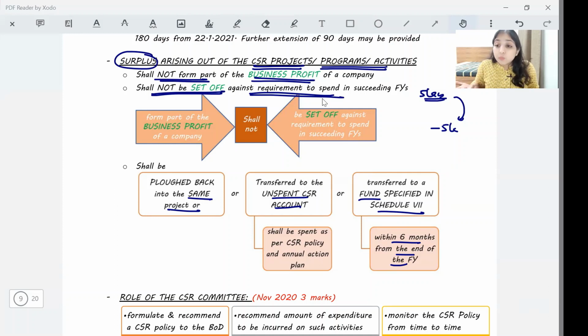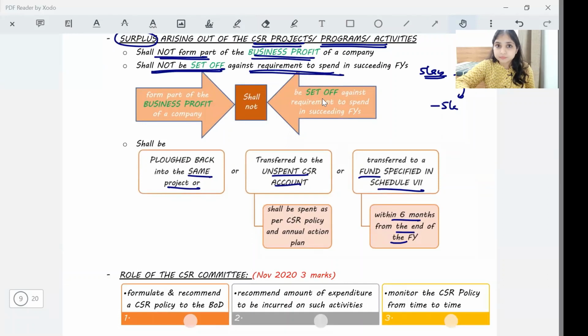Then what to do with the surplus? Either you use that surplus in the same CSR activity itself, or you transfer this surplus to unspent CSR account in case of an ongoing project, multi-year project and all. Otherwise, you simply put this into the Schedule 7 fund within 6 months from the end of the year.